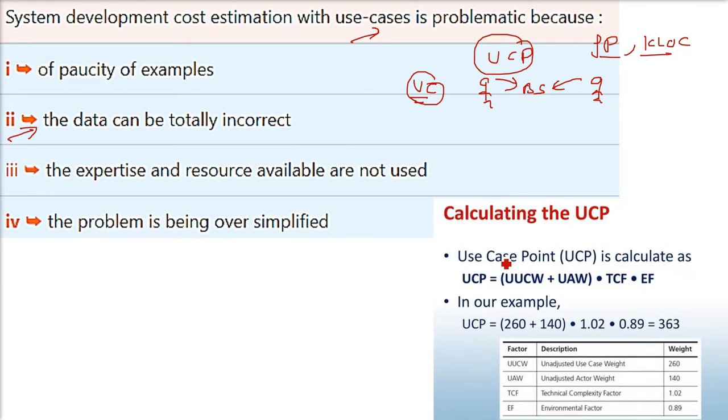So this is how we compute the UCP, use case points. We use UUCW, UAW. There's a whole discussion about that. You can just go and see. These are TCF, ECF, some environmental factors, some technical factors. Ultimately, the point is the data should be correct. If it is incorrect, use case points have no meaning, no value.